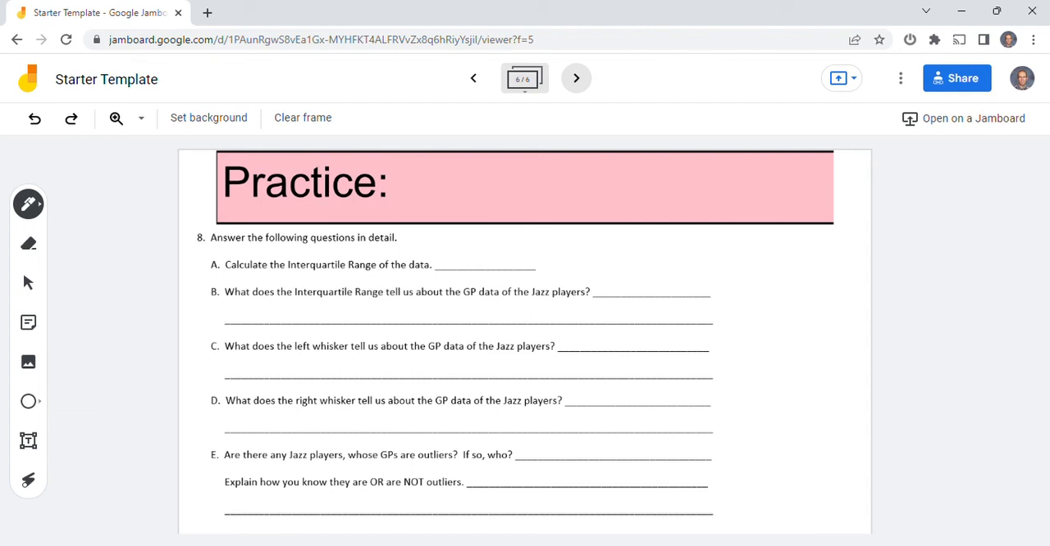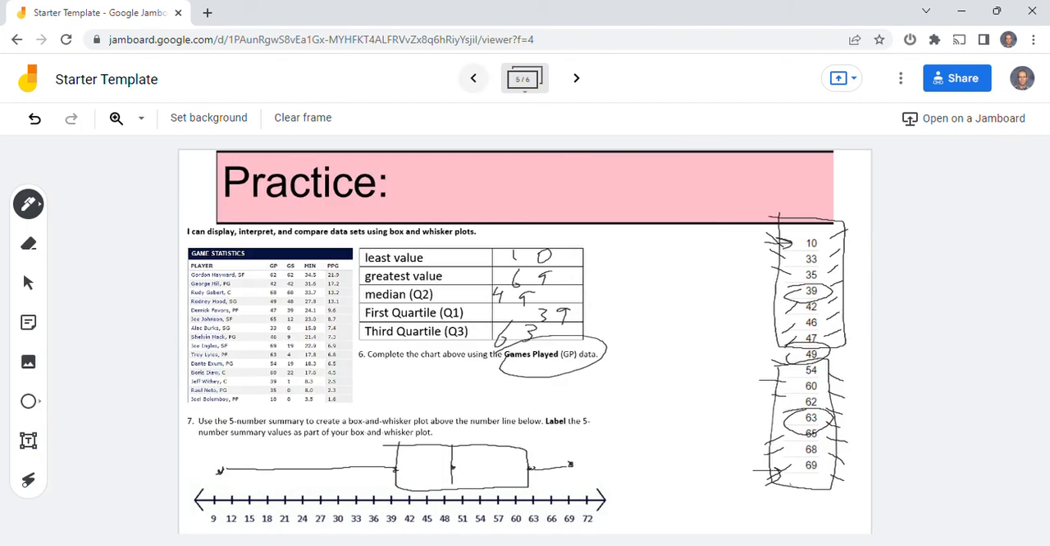All right, we need to calculate the interquartile range. That would be the range in between the first and the third quartiles. So we have the first and the third quartiles listed here. We go from 63 down to 39. The range is just subtracting those. So we have a total of 24 for the interquartile range.